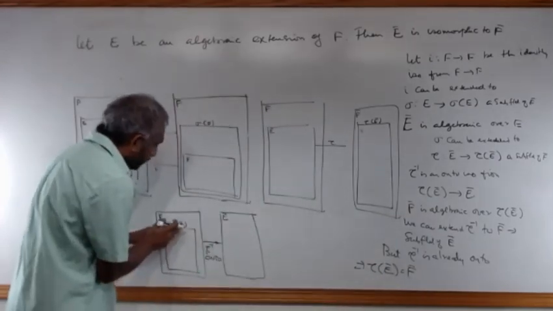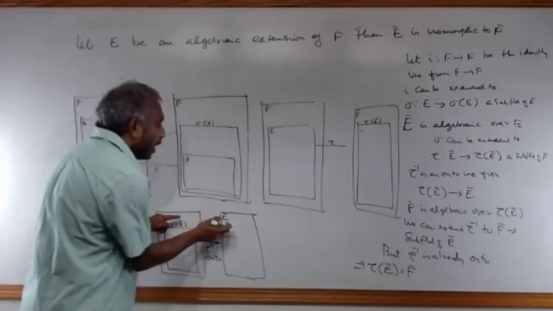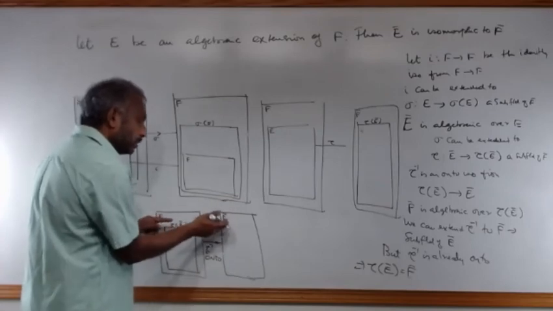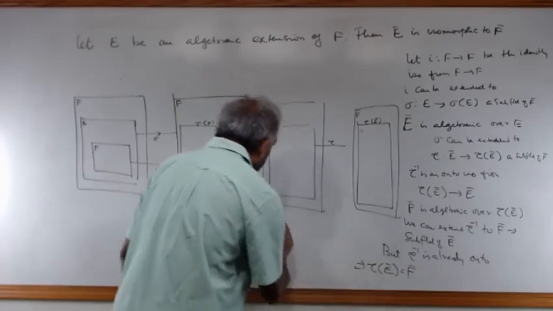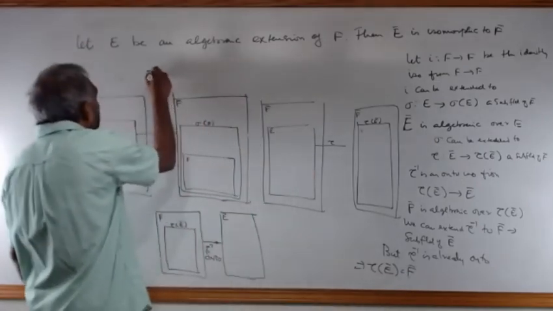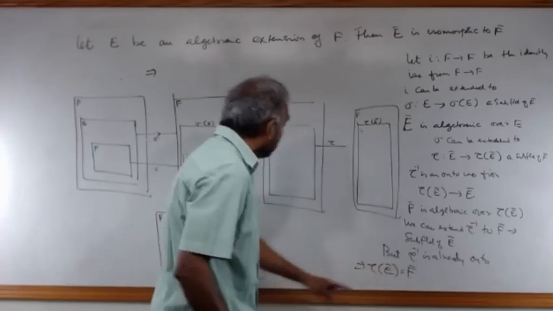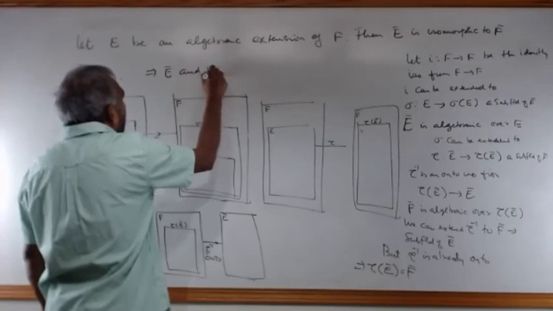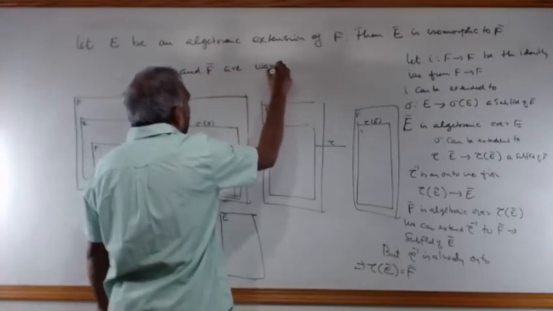See, you cannot extend here, because if you extend it here, then you have to take a larger field from here, which is not possible because this is already an E closure. So that implies there exists an isomorphism from E closure to F closure. That means E closure and F closure are isomorphic.